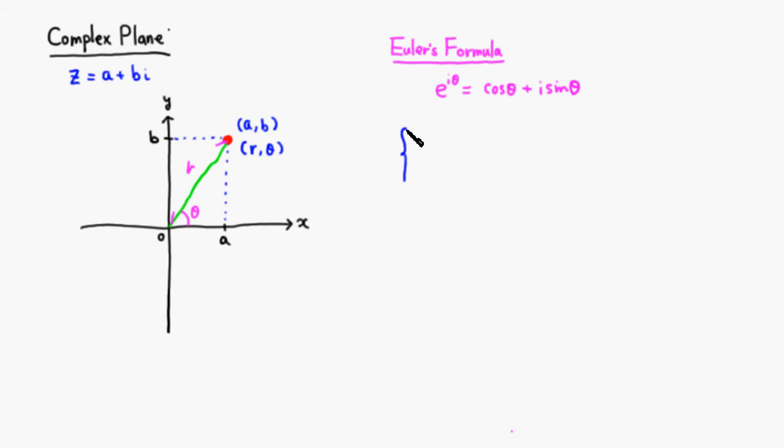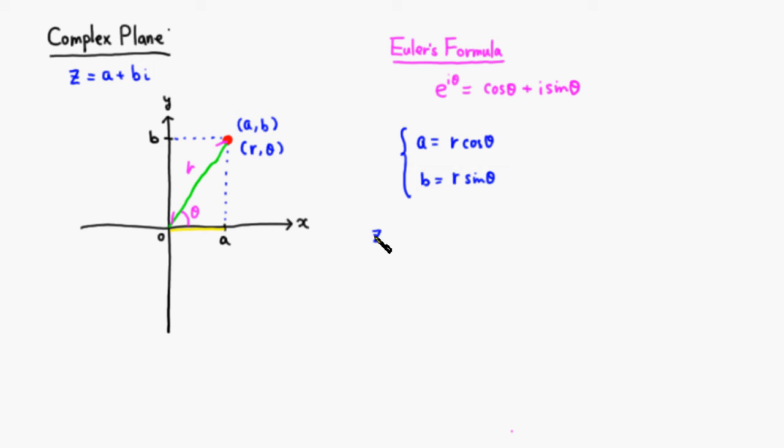The conversion between (a, b) and (r, theta) works like this. To find a, which is right here, we can multiply r by cosine of theta. So a is r cosine of theta, and b is r sine of theta.